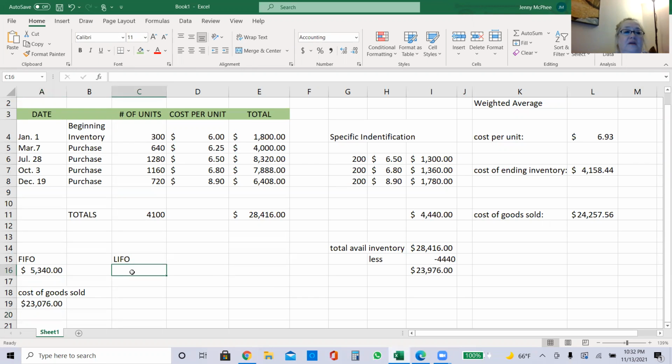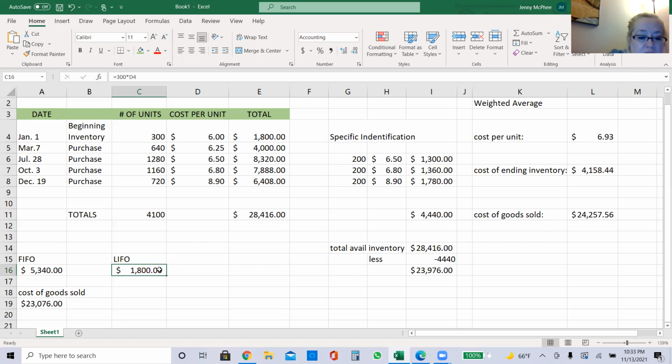And the last one is the LIFO, however you say it, last in, first out. And this one is where we piecemeal it a little bit. So we have 600. We take these from the beginning. So we're going to take 300 because that's all there is in this first amount. Oh, sorry. Equals 300 times 6, 180.